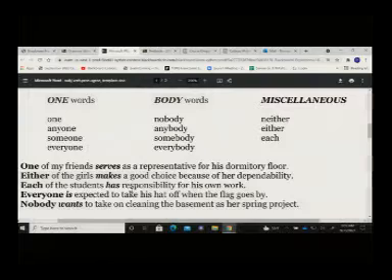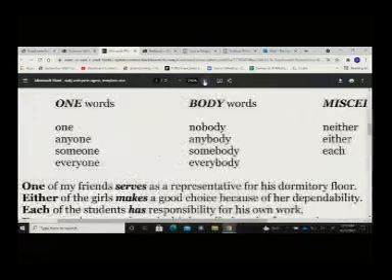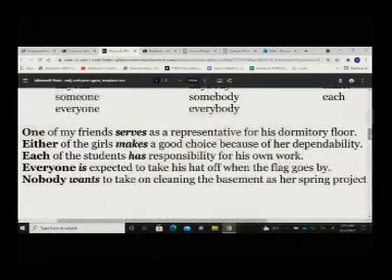What you have to watch out for now is like this first example. Let me make it a little bit bigger so we can see that sentence. One of my friends serves as a representative for his dormitory floor. The subject of the sentence is one. Draw a circle around of my friends. That is an intervening prepositional phrase. It has no bearing on subject-verb agreement, but what happens for inexperienced writers is that instead of seeing one as the subject of the sentence, you see friends as the subject, and you'll go, one of my friends serve as a representative. And that makes it incorrect.